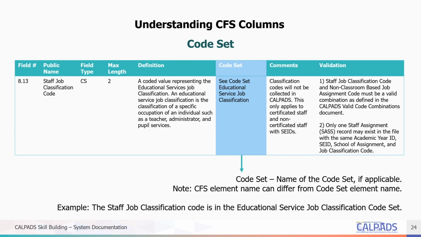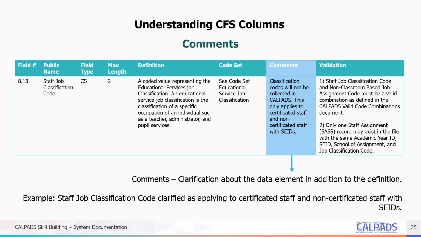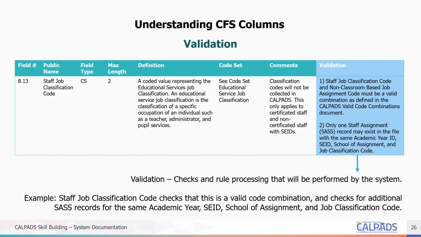often be found in a code set, and the code set column in the CFS provides the name of that code set. The comments column provides clarification about the data element, which supplements the definition and provides pertinent information on the data element outside of its definition. So, for example, the Staff Job Classification Code is clarified in the comments column as applying to certificated staff and non-certificated staff with SEIDs. The validation column describes the rule processing that will be performed by the system.